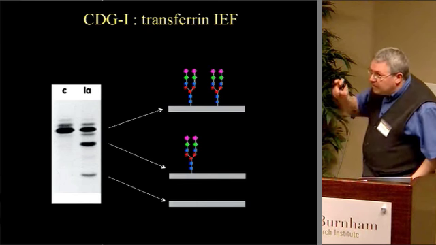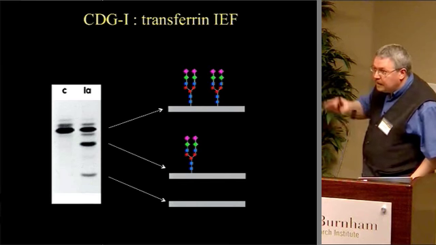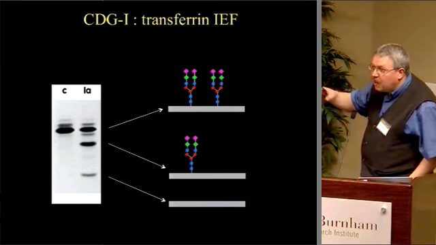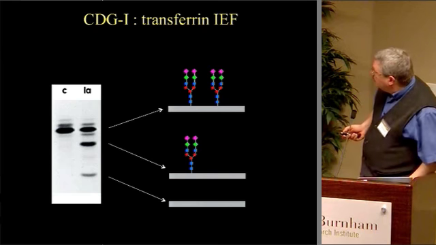That is due to the fact that the oligosaccharyltransferase looks for the completed glycan, and if the completed glycan is not there, it will not transfer it to the protein. So all these CDG1 disorders have the same phenotype in the isoelectric focusing pattern.